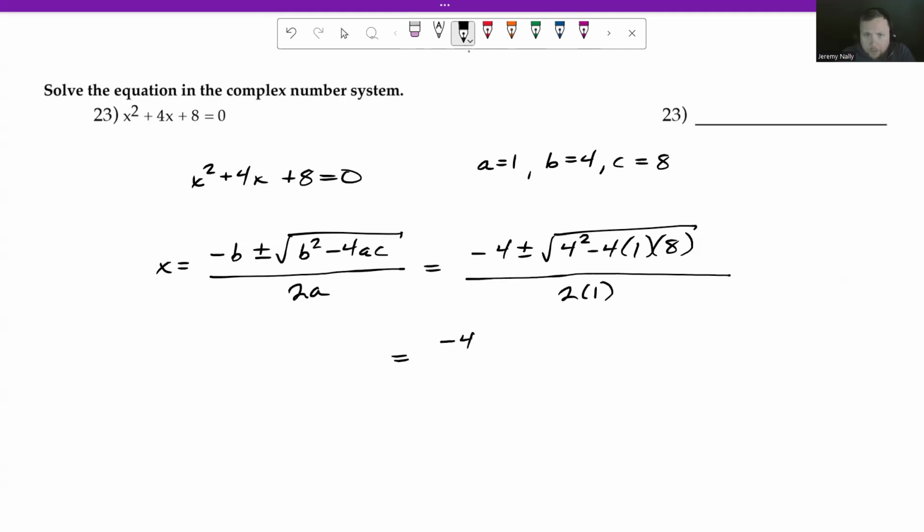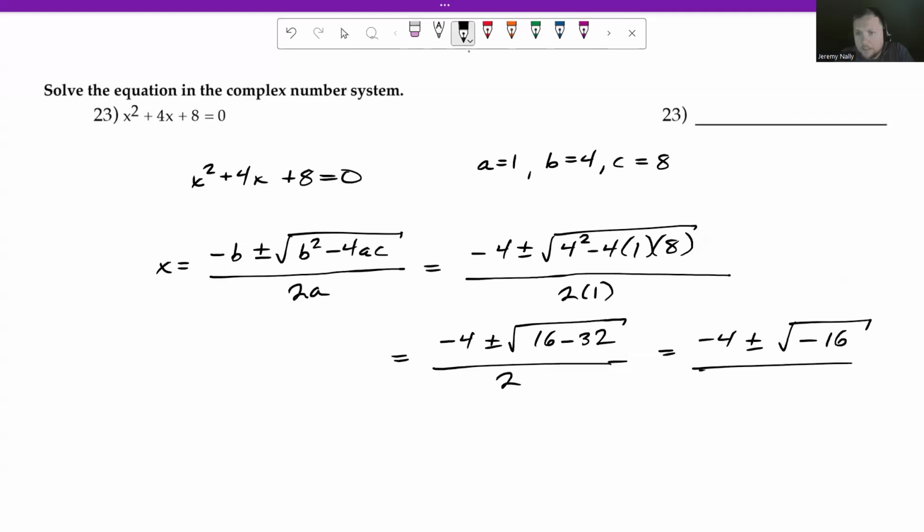So I have negative 4 plus or minus, I'm sorry, the square root. Here, let me clean that up. Plus or minus the square root of 16 minus 4 times 1 times 8. That's going to be 32. So then negative 4 plus or minus, and then 16 minus 32 is going to be negative 16. And then the square root of negative 16 is going to be 4i, because what was inside simplified to a negative.